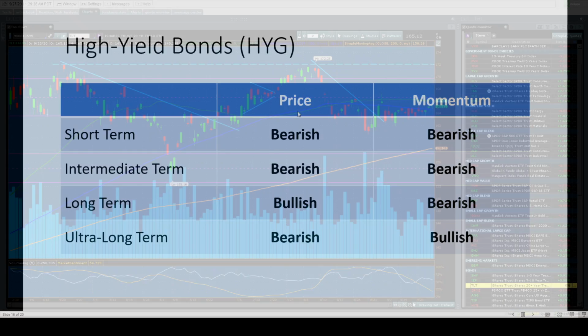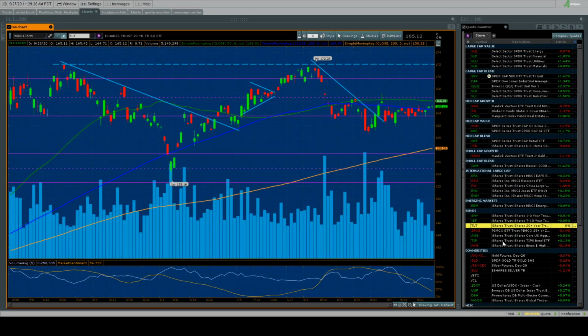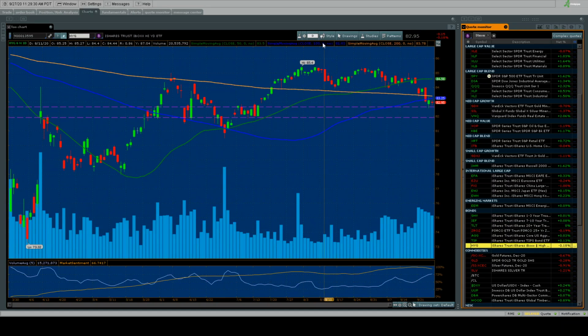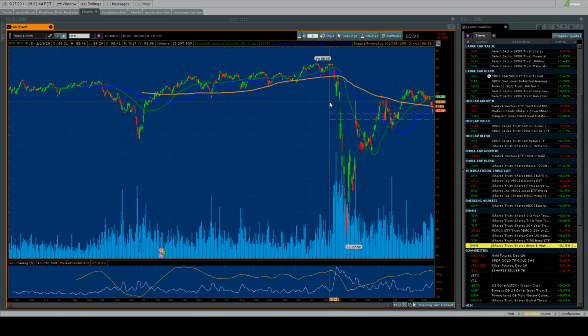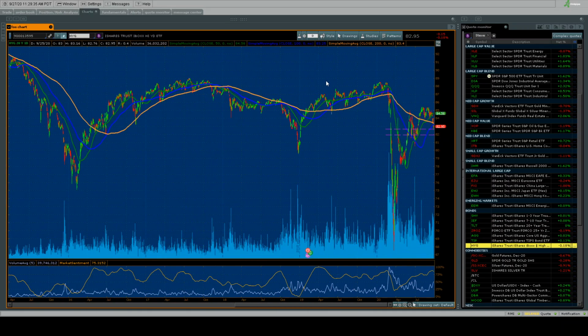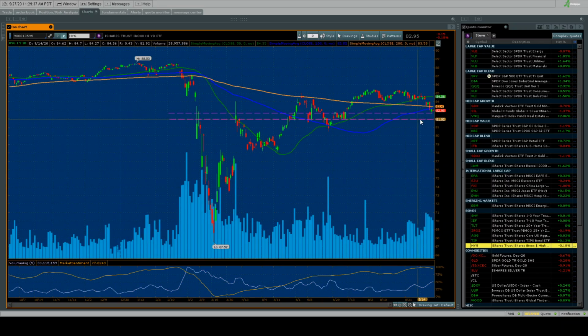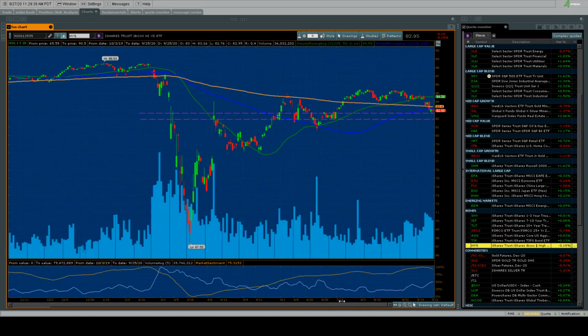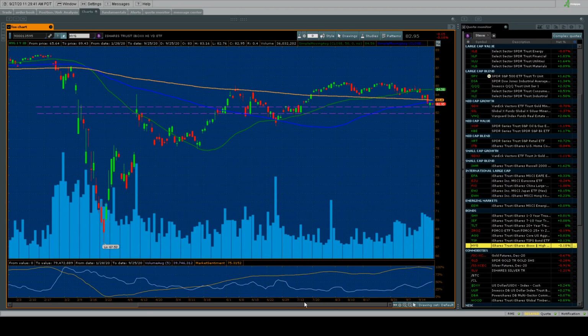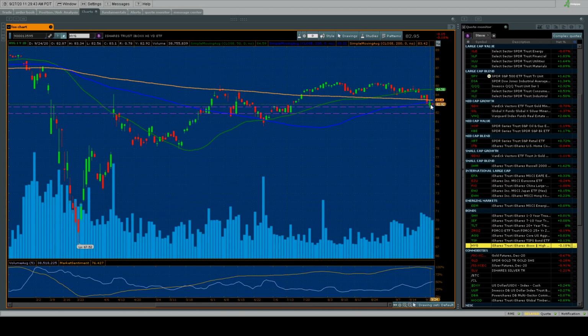Over to the high yields, HYG, and you can see there's a very nice supply zone. We'll zoom that in a little bit. Sitting in between, say, $82 to $83, there's a supply zone. So it's just tagging the top of the supply zone.